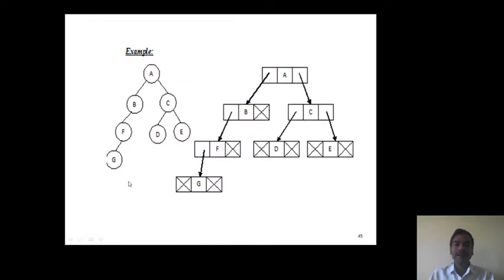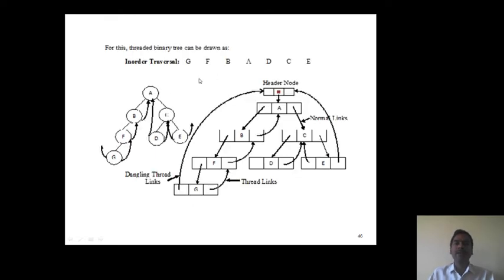It's a binary tree. This is the linked representation of a binary tree. So here a number of null pointers are available. Now these null pointers are replaced with thread links. Now observe this format. Here, first we design the in-order traversal of the given binary tree. Now it shows the in-order traversal: G, F, B, A, D, C, E.